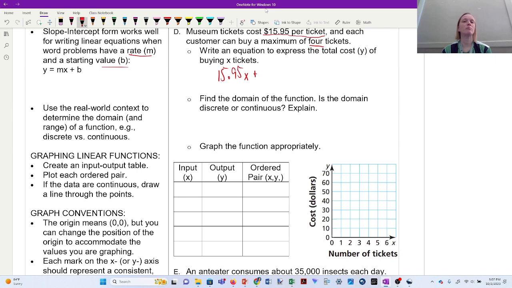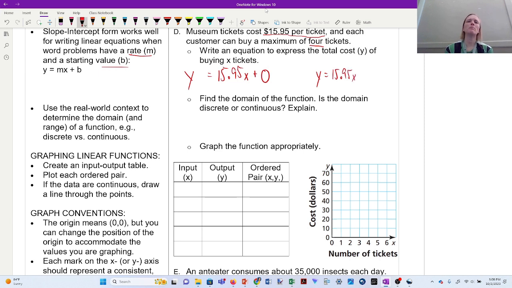Some websites might have a booking fee, like a flat fee of $5 to do an online order or something like this. This doesn't have one, so my starting value is just 0. And this is going to give me my total cost, which is y. So my total cost of buying x tickets is represented by this equation, which of course I can rewrite so that it doesn't have that 0 there anymore.